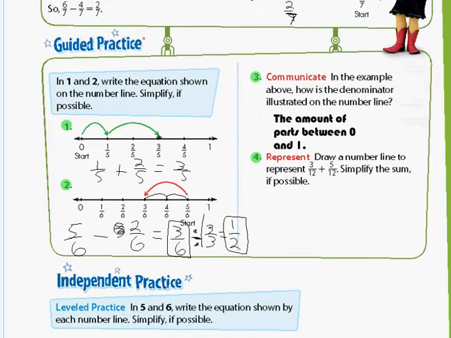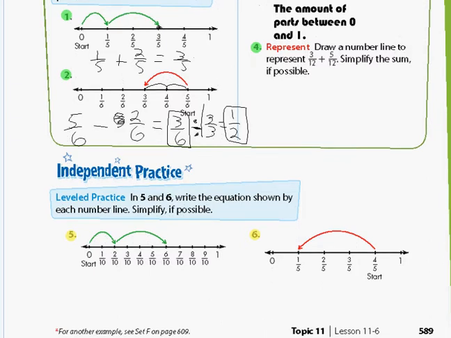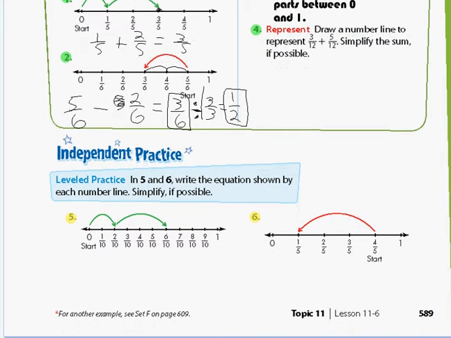Problem number 4. Draw a number line to represent 3/12 plus 5/12. Simplify the sum if possible. So I'll draw my number line. I've got to break it down into 12ths. That's 0. This is going to be 1. 12 is an even number, so I can break that in half. That gives me 6 on both sides. 6 is an even number, I can break that in half. That'll give me 3 in each part.